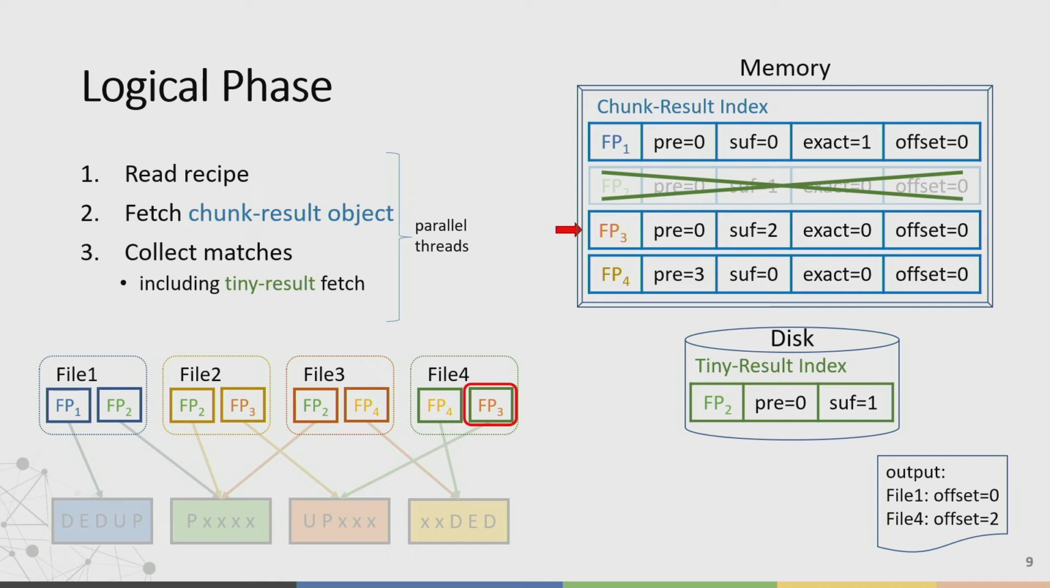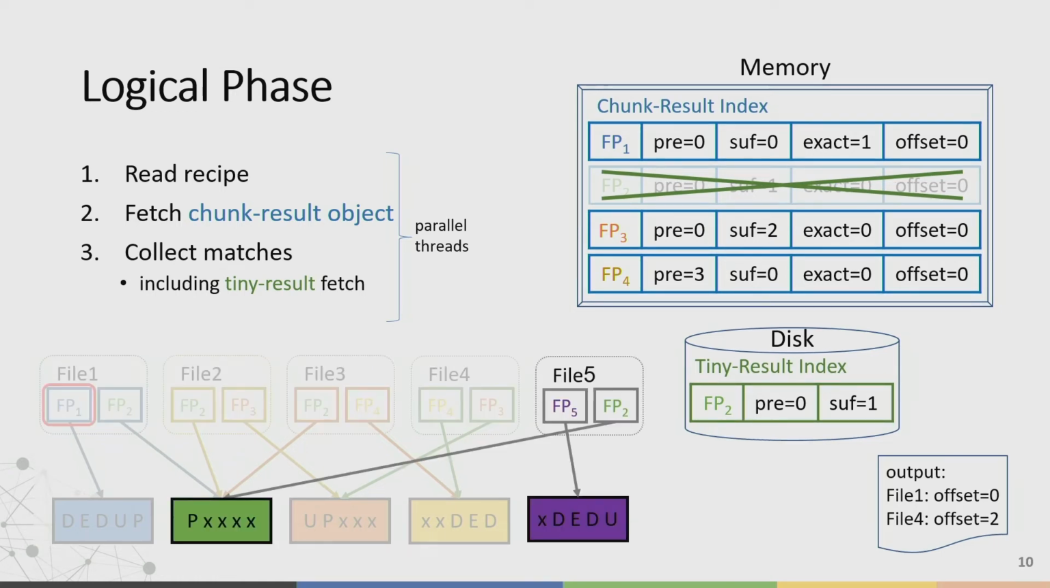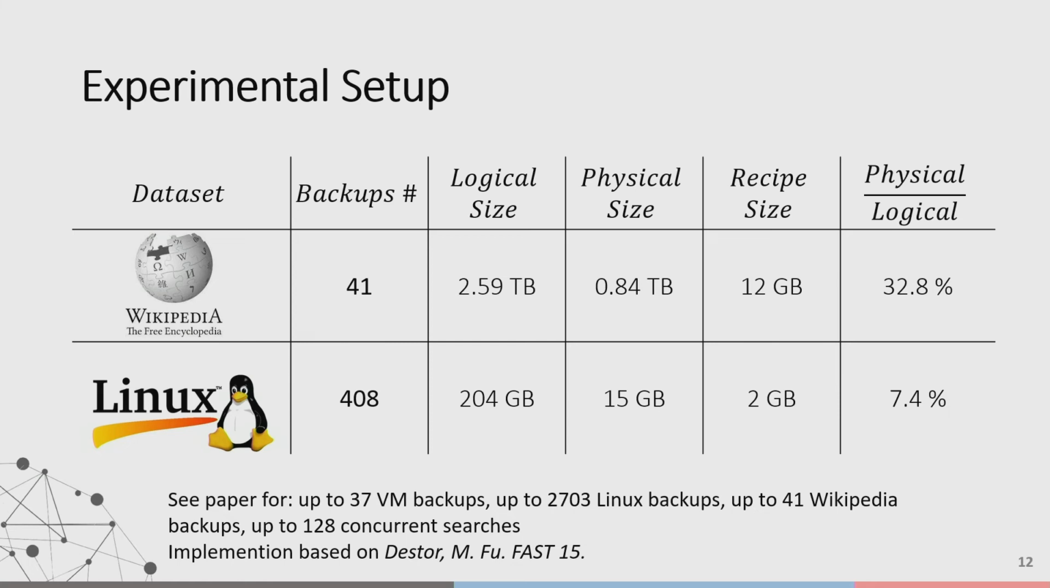These are all our matches in this example, but you might have noticed that we didn't access the disk at all. We didn't use the tiny result index. So when would we use that? If we had another chunk with an almost complete match, with a DEDU, meaning only a P is missing, only a tiny result is missing. That's the case when we will go to search for the green chunk in the tiny result index, whether or not it has a tiny suffix. So that's our algorithm.